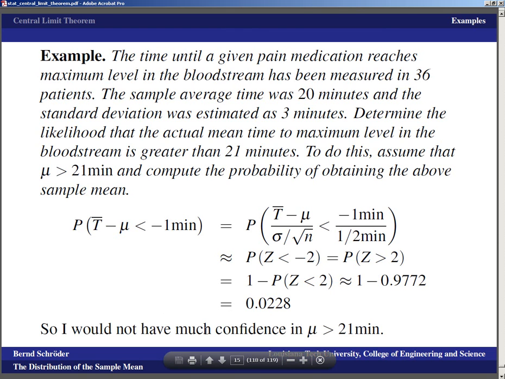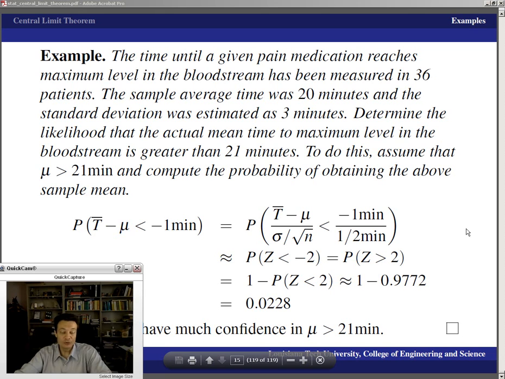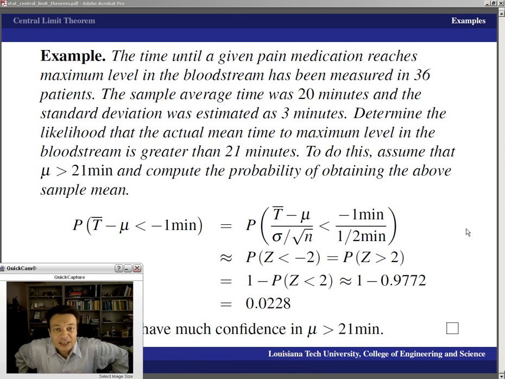So that turned out to be very similar numbers, but basically what that means is that, based on the measurement, I would not have much confidence in the claim that mu would be greater than 21 minutes. And this is now basically the starting point to a bit of philosophy, something that, to the untrained eye, could make us feel a bit insecure.